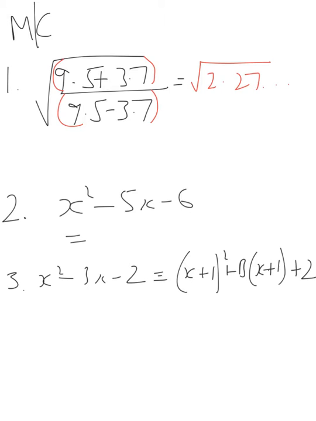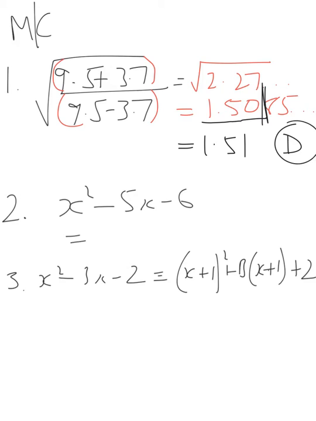2.27 whatever, and the square root of our answer is 1.5085... We want 3 significant figures, which is 1, 2, and 3. So we stop there. The 8 affects the 0 to make it 5, 1, which is D.